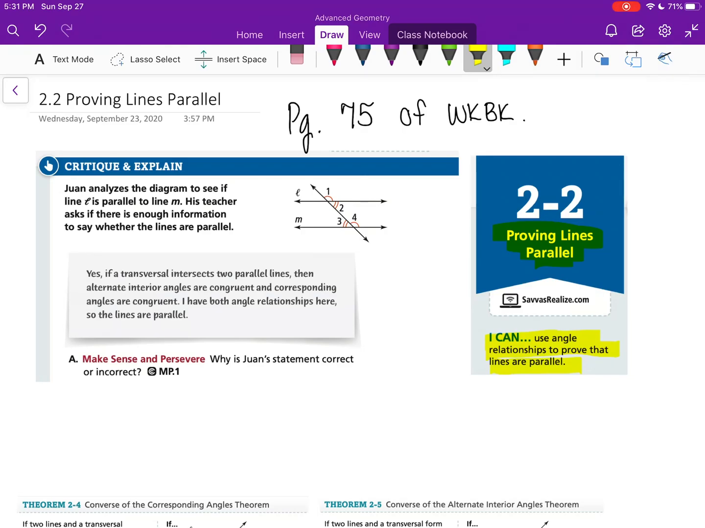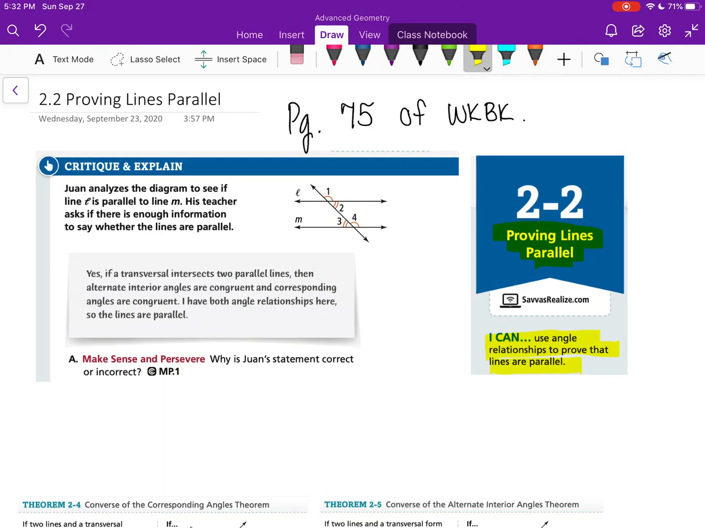And now we're going to use what we learned in section 1.5 about the converse, which was if we flip around our conditional statement and we put the then in front of the if, like we move them around. And that's what you're going to be doing in this section, is now given the angle relationships, we're going to prove the lines are parallel.